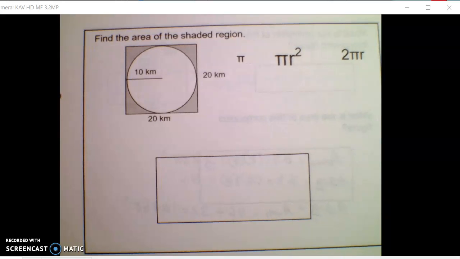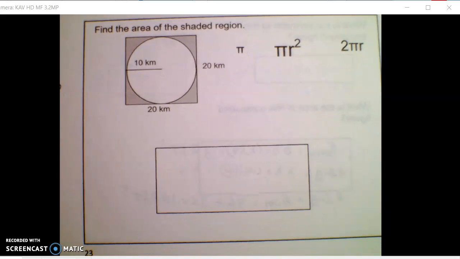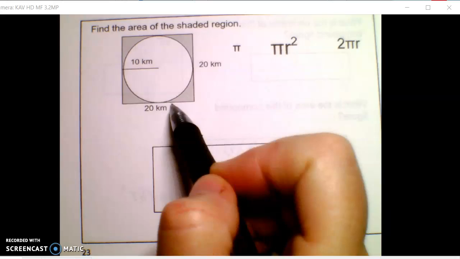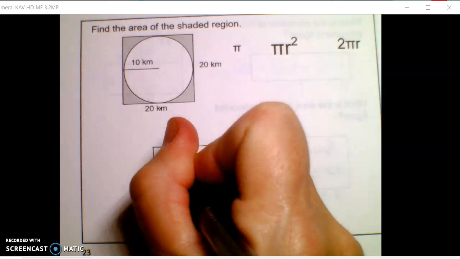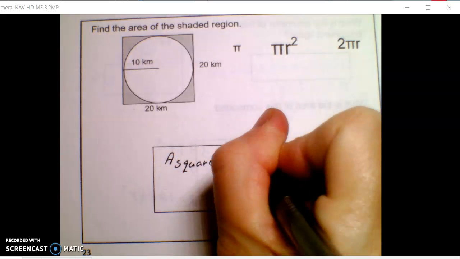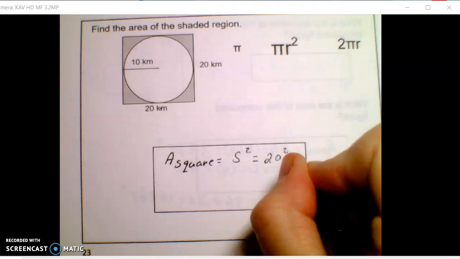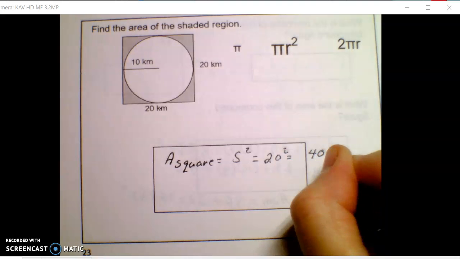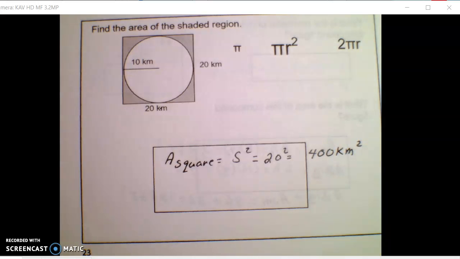The last slide that we're going to do is slide number 23. We want to find the area of the shaded region. Again, we're going to find the area of, in this case, it's a square first. So area of a square is equal to side squared. One of the sides is 20, and so is the other. Side squared is 400, and that's kilometers squared.